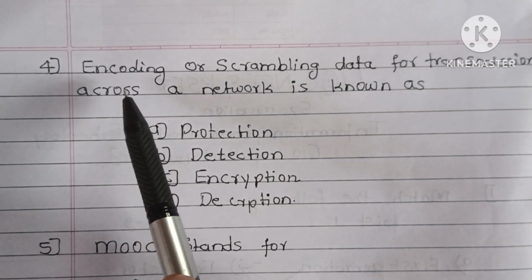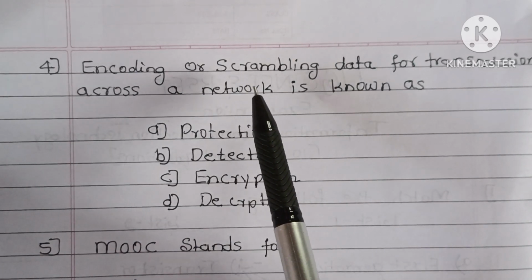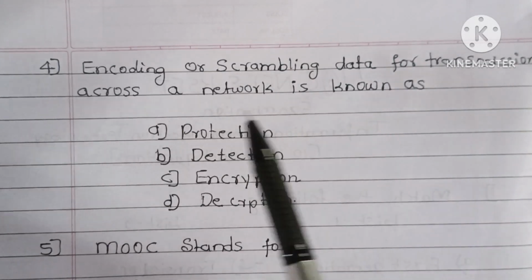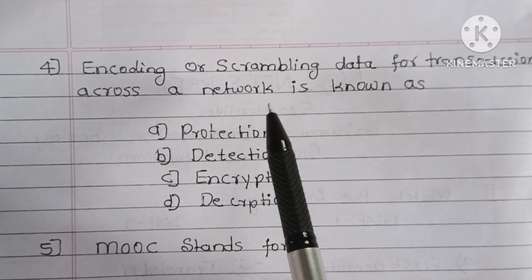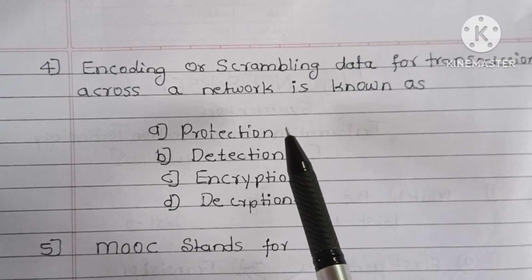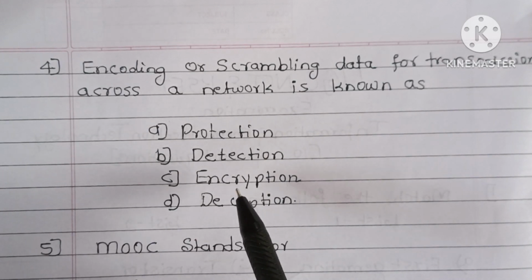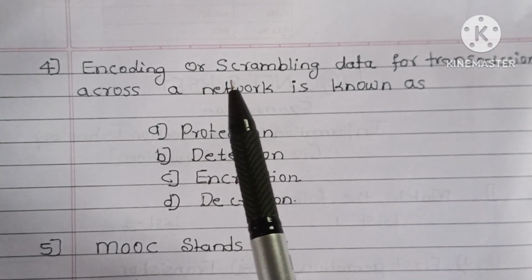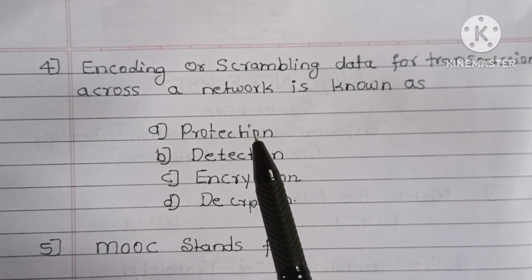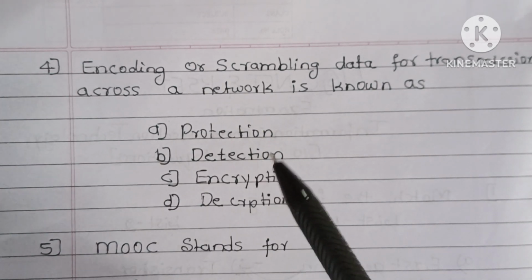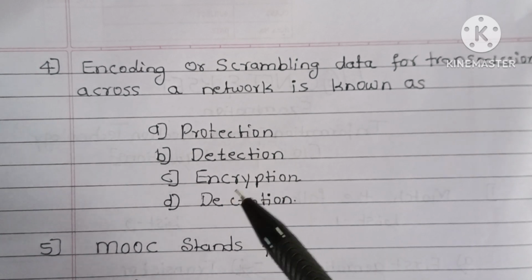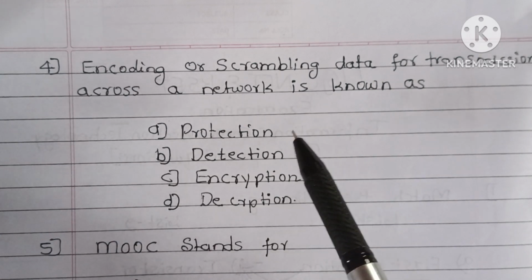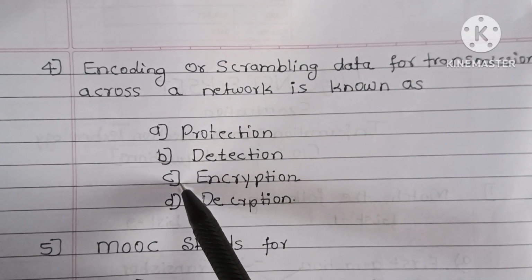Next, come to the fourth question. Encoding or scrambling data for transmission across a network is known as: protection, detection, encryption, decryption. Encoding or scrambling data for transmission across a network is known as encryption.